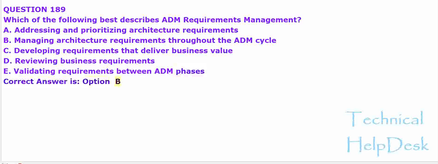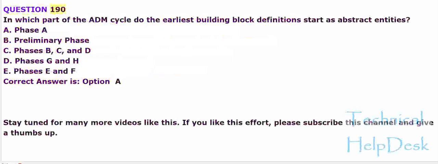Question 190. In which part of the ADM cycle do the earliest building block definitions start as abstract entities? A. Phase A. B. Preliminary phase. C. Phases B, C, and D. D. Phases G and H. E. Phases E and F. Correct answer is option A.